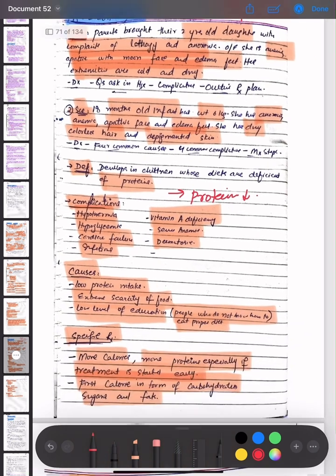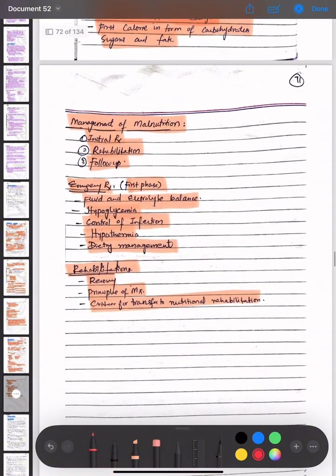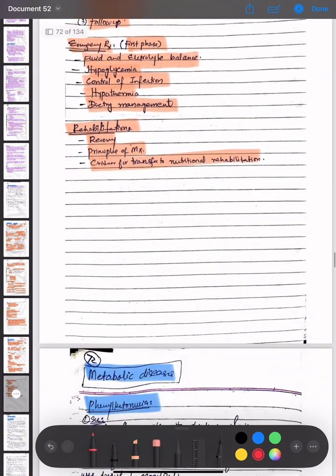Then we have discussed the definition, that it is the specific deficiency of proteins. Then we have discussed the complications, that is hypothermia, hypoglycemia, cardiac failure, infections, vitamin A deficiency, severe anemia, and dermatosis. The causes are low protein intake, extreme scarcity of food, and low level of education. Then we have discussed the specific treatment, the management of malnutrition, the emergency treatment, and the rehabilitation.